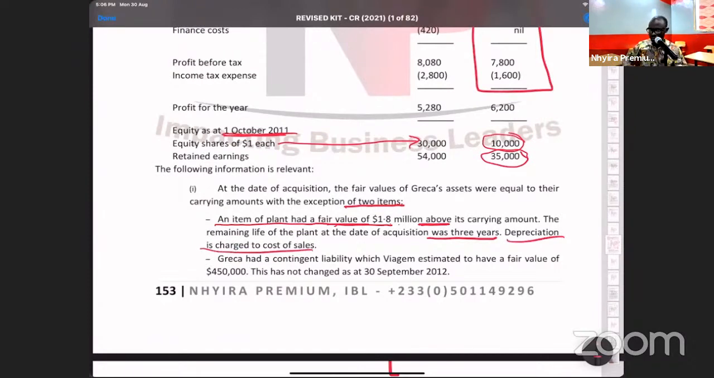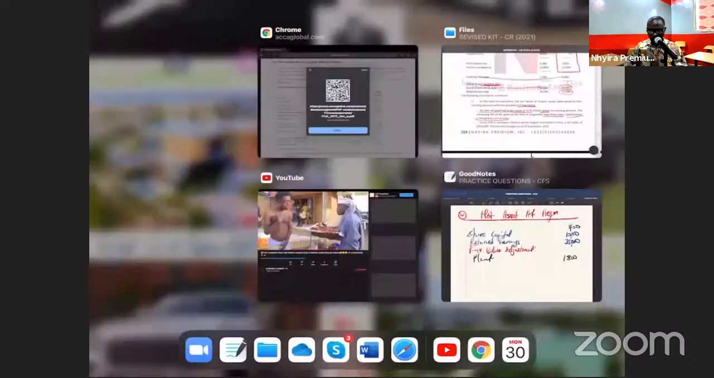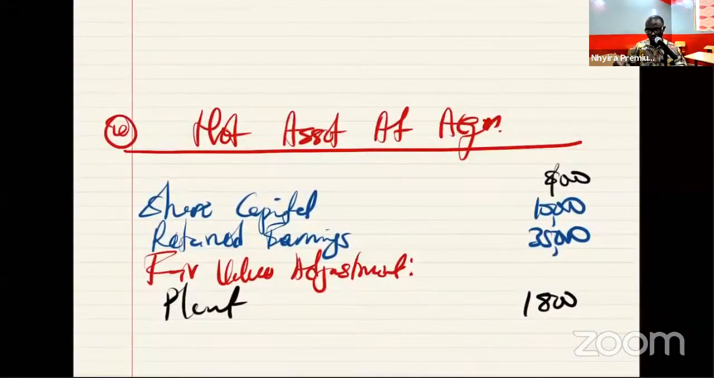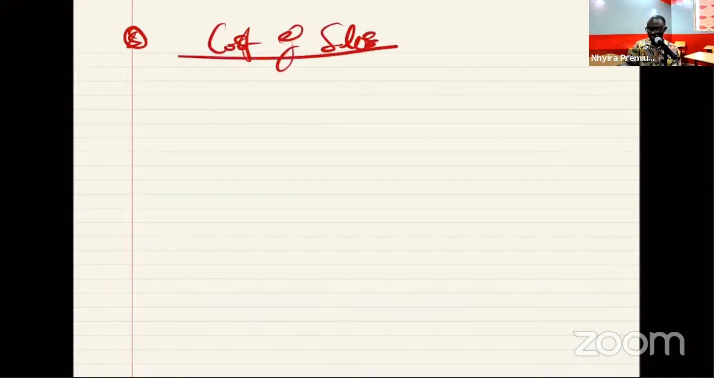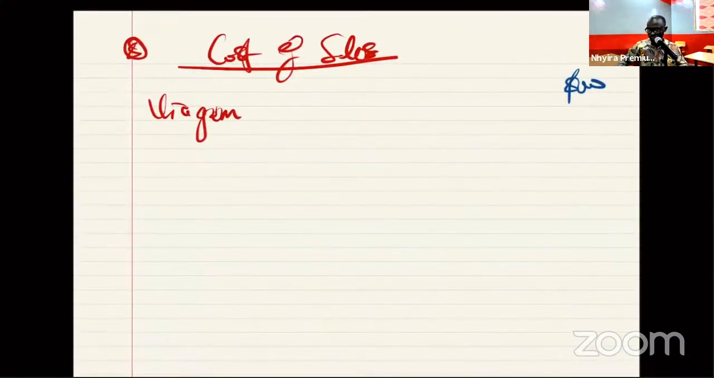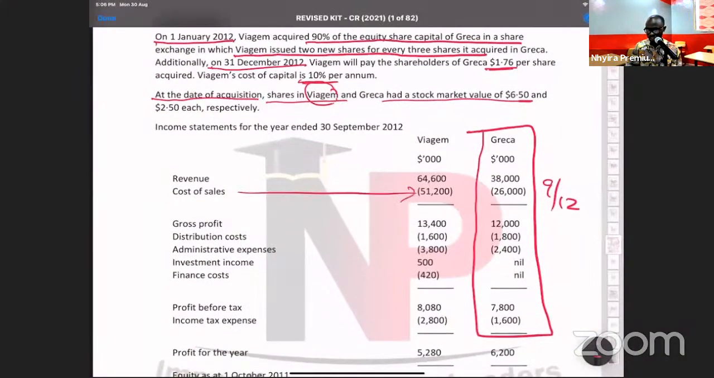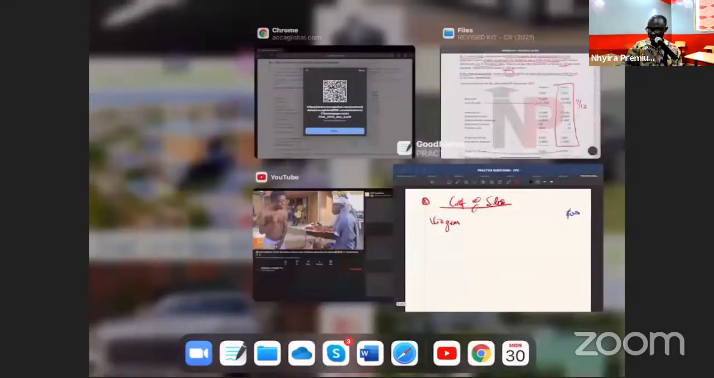So what do I have to do? Simple. I go to my workings 5 and I'm going to do cost of sales there. So what I want to do with the cost of sales is to bring the items that have to be brought. So let's bring the VRGEM's figure as per the financial statement for cost of sales. Let's see. VRGEM's cost of sales is 51,200.